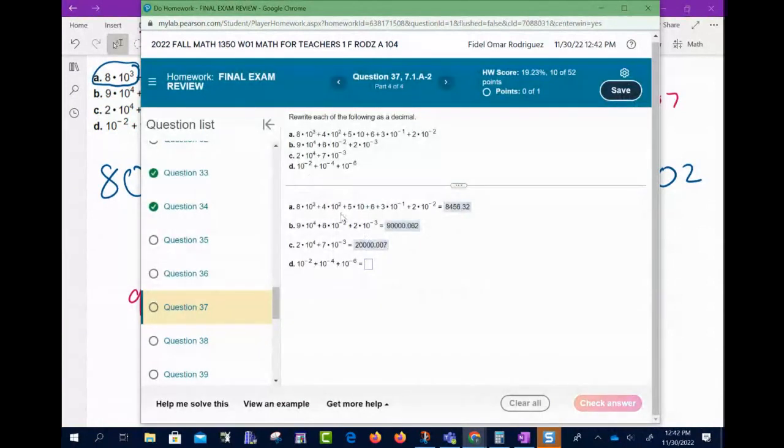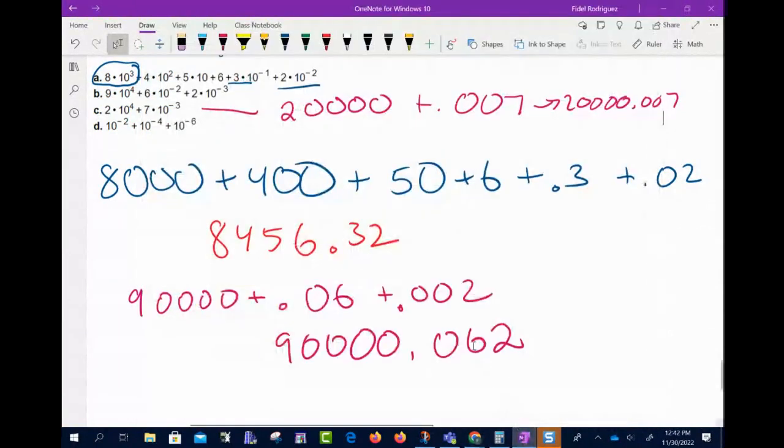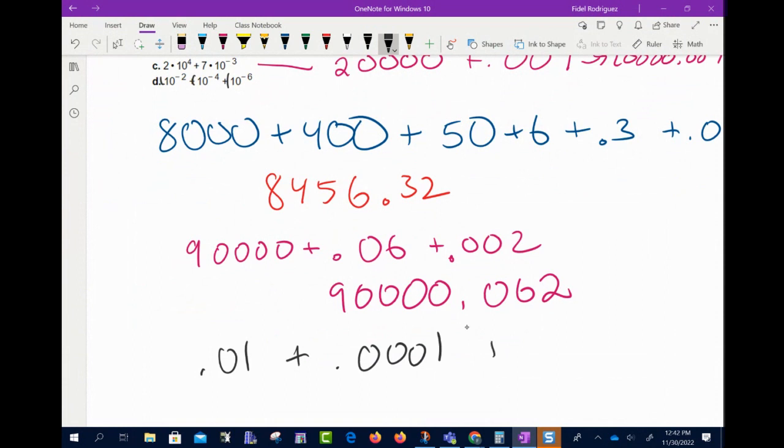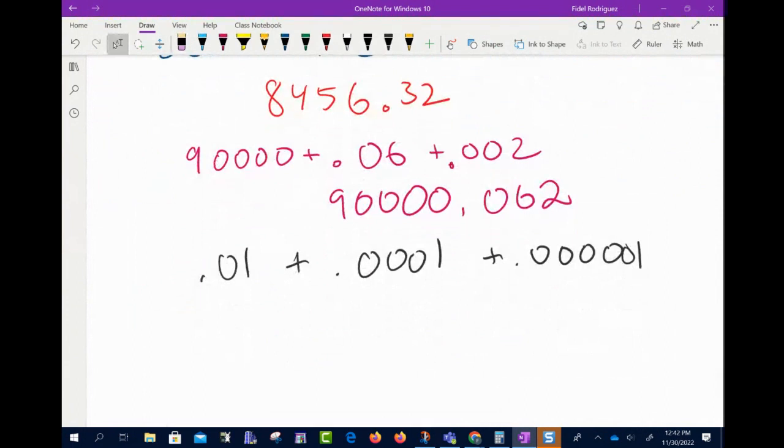Okay, and then we got the last part, part D. Okay, so guys, on part D, when we don't see a little number in front of it, you can always pretend that the number in front is a 1. So I'm going to have a 1 moving my decimal 2 spaces to the left. I'm going to have a 1 moving my decimal 4 spaces to the left, and then I'm going to have a 1 moving my decimal 6 spaces to the left. 1, 2, 3, 4, 5, 6. There we go. Okay. So let's go ahead and write this out.